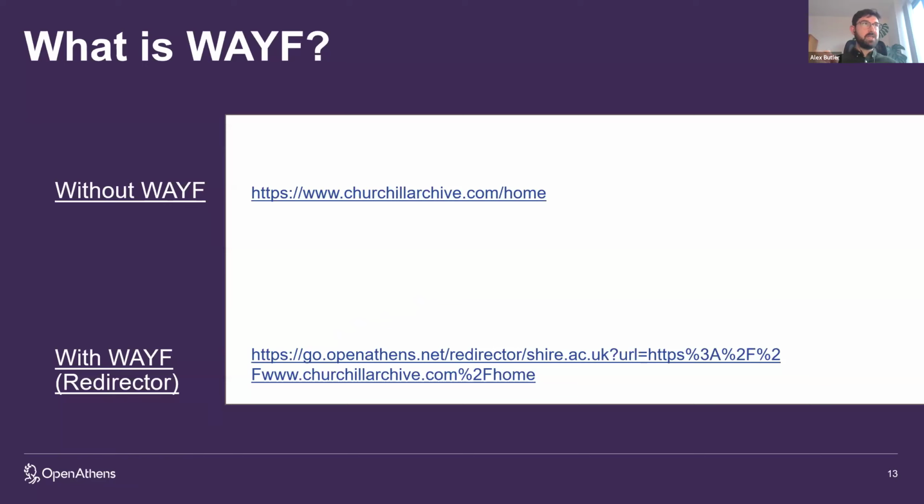So here are two examples of links. Without WAYF at the top, this is just a standard link. You would expect to see that anywhere, and you'd obviously find that on a Google search as well. Now at the bottom, this is just a fake one I've created for Shire College, as I call them. But what you can see here is that consistent prefix that we see at the start, so everything up until shire.ac.uk question mark. And then we've got this nice encoded URL to the resource.